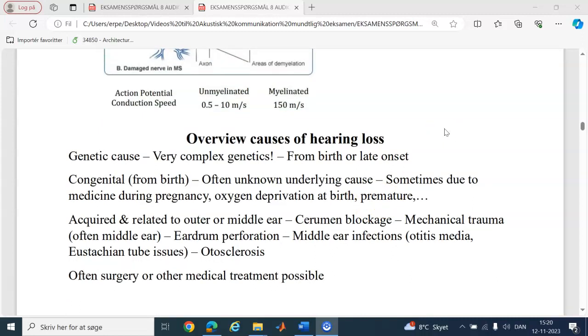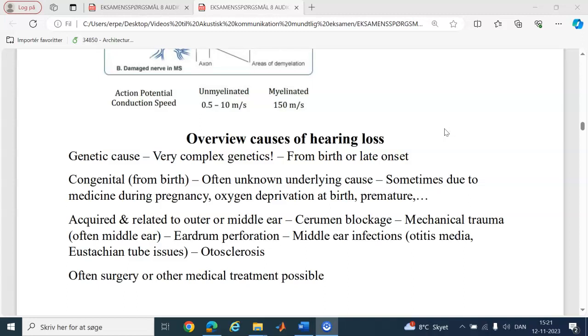Overview: causes of hearing loss. Genetic cause, very complex genetics, from birth or late onset. Congenital, from birth, often unknown underlying cause, sometimes due to medicine during pregnancy, oxygen deprivation at birth, prematurity, and so on.